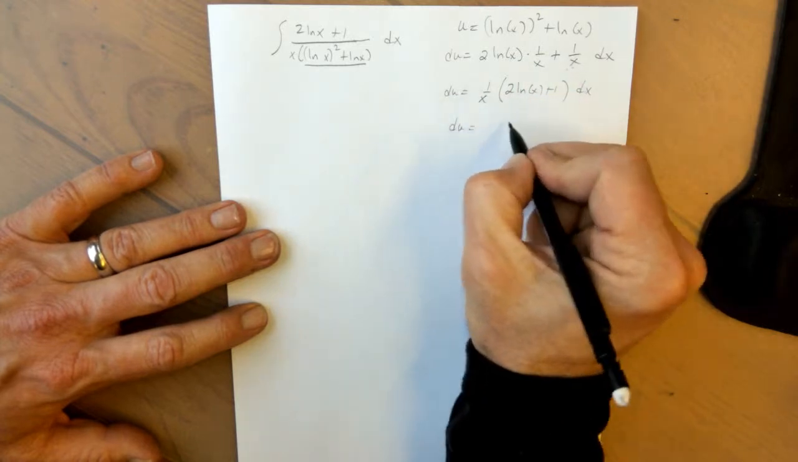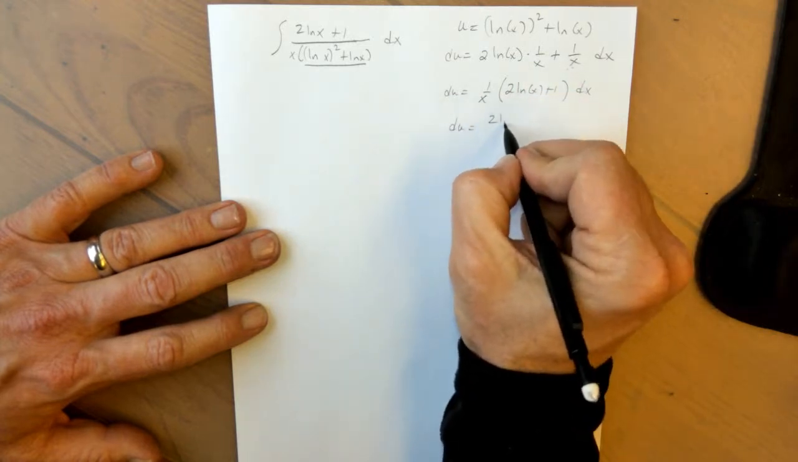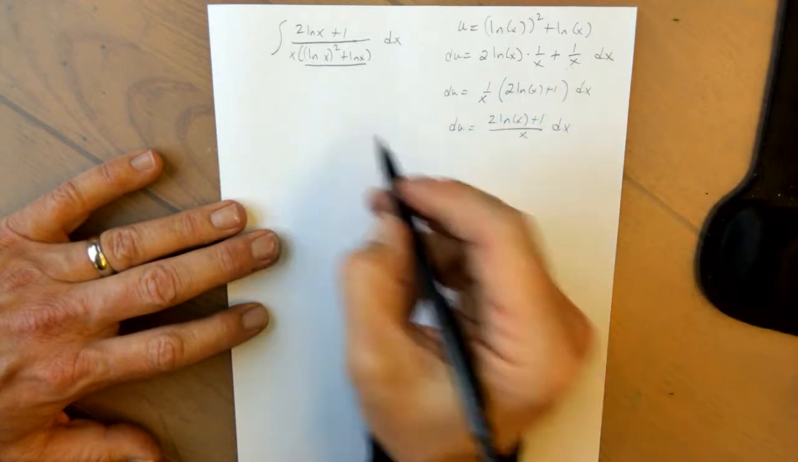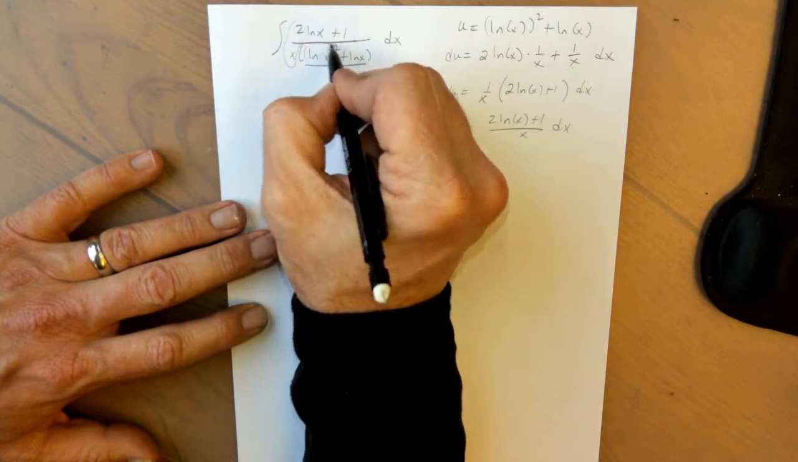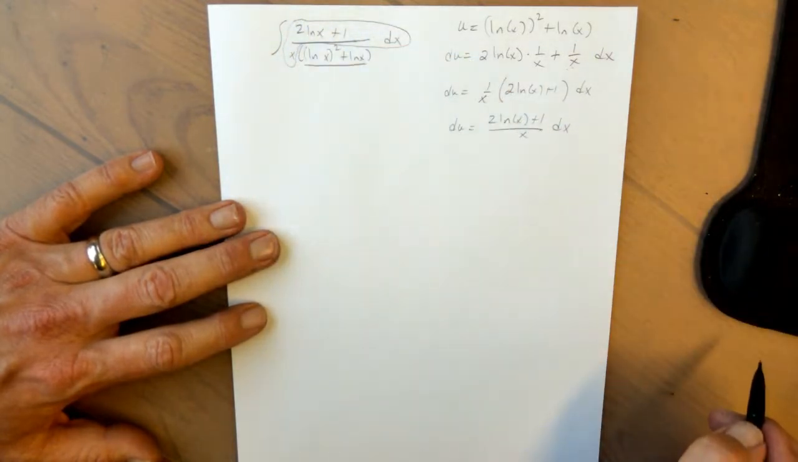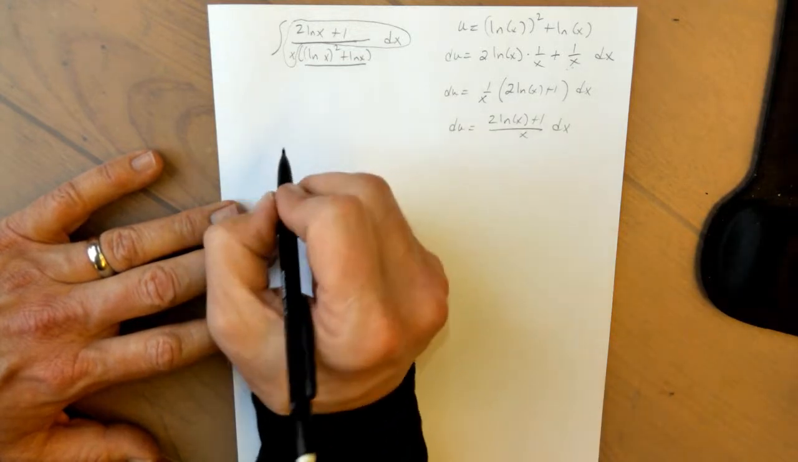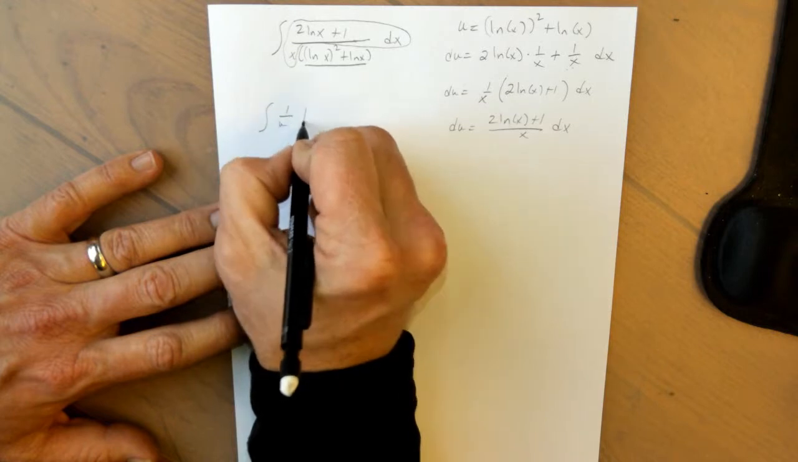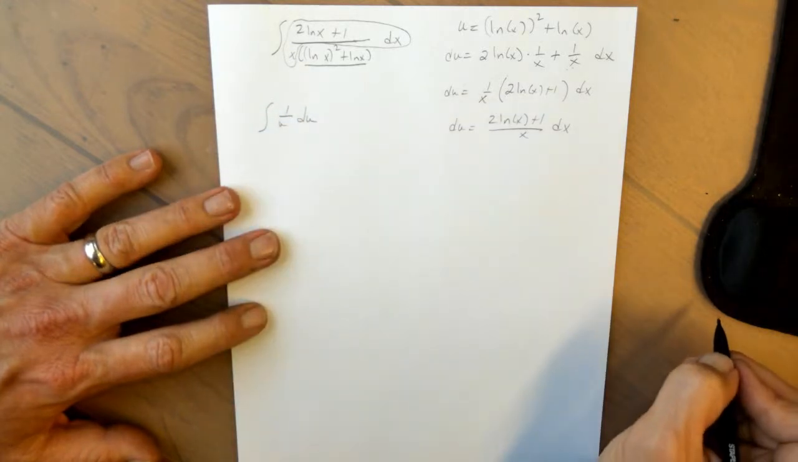And just rewriting this slightly, 2 times the natural log of x plus 1 over x dx, which if you look back here, it really is exactly what we have in our integrand. So all of this that looks a little more complicated than it is simplifies to 1 over u du.